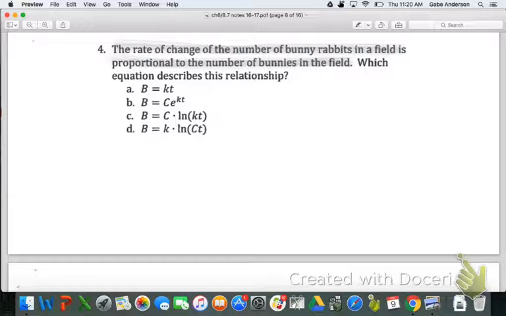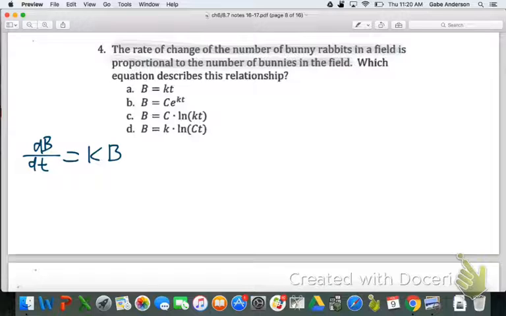This is similar to the previous one. I would write this down as dB/dt equals k times what? B, that's right, equals kB. B stands for the number of bunnies, k is a constant, dB/dt is the rate.